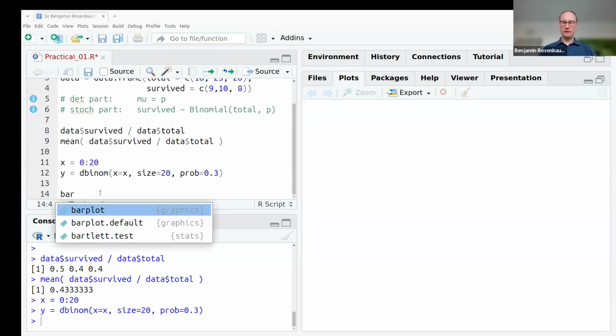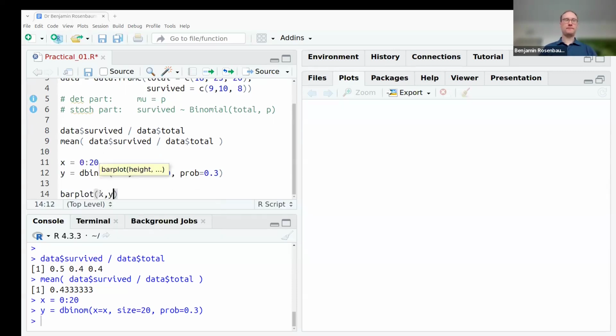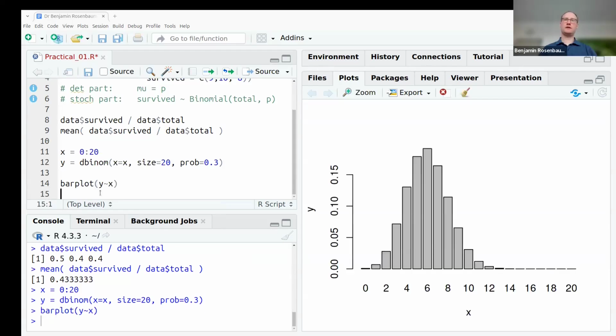We can plot this nicely with a bar plot. Y tilde x should give me the probability distribution here. So if I know the average survival probability, I can calculate the probability of each outcome easily with this binomial function here.